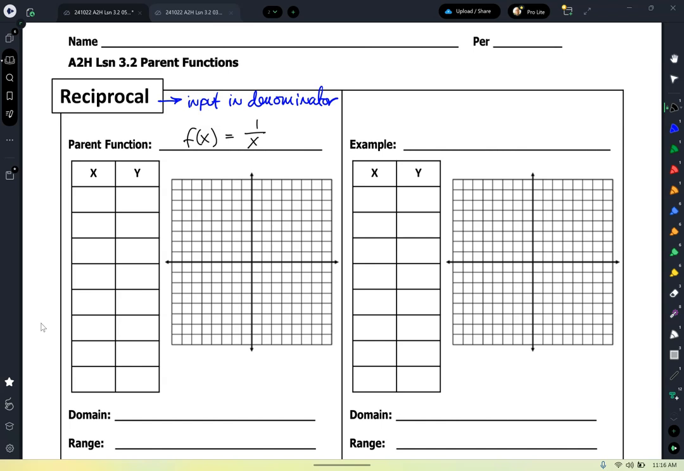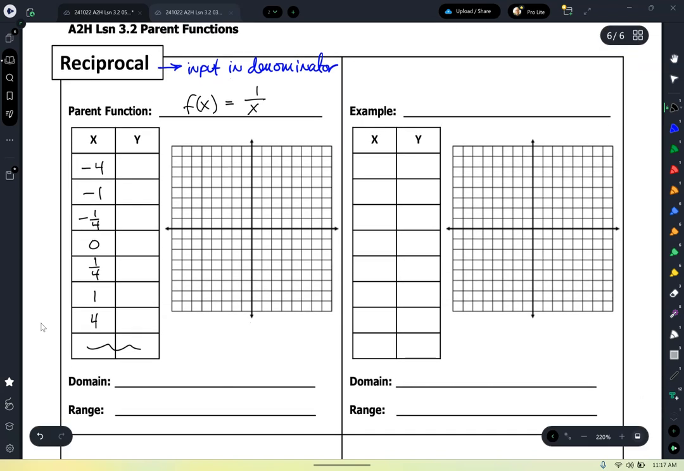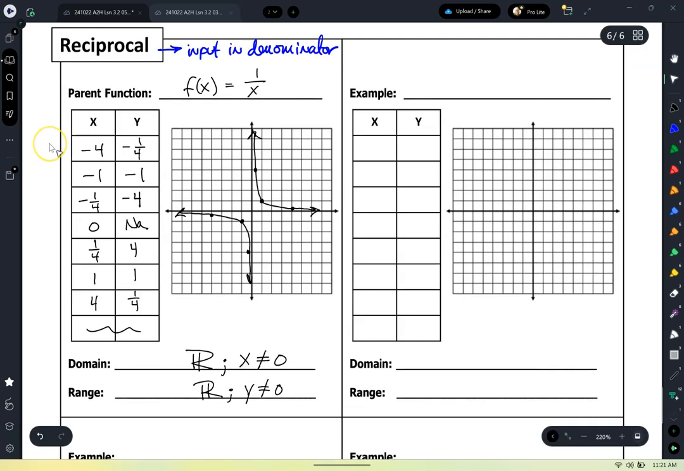Okay, let me give you some inputs, and then I'm going to let you go to town on this one a little bit, and we'll see what you come up with. So this is -4, -1, -1/4, 0, 1/4, 1, 4, and we won't use this last one. All right, let's see what you got. Find yourself some points to plot and see if you can come up with them. Go ahead.